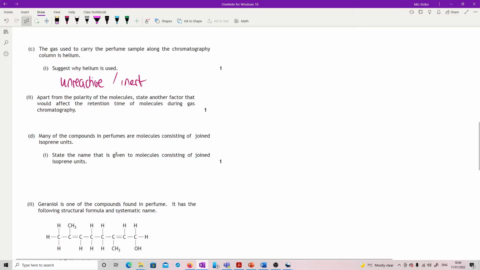Apart from polarity of molecules, state another factor that would affect the retention time of molecules during gas chromatography. I freely admit that I was like, mass, that's fine. And then I went and checked the mark scheme on this one, and they'd also accepted temperature, which, since temperature affects solubility, that's fair enough. That's a totally reasonable one, but I didn't think of it straight away. But mass and polarity are the two that you're expected to know anyway.